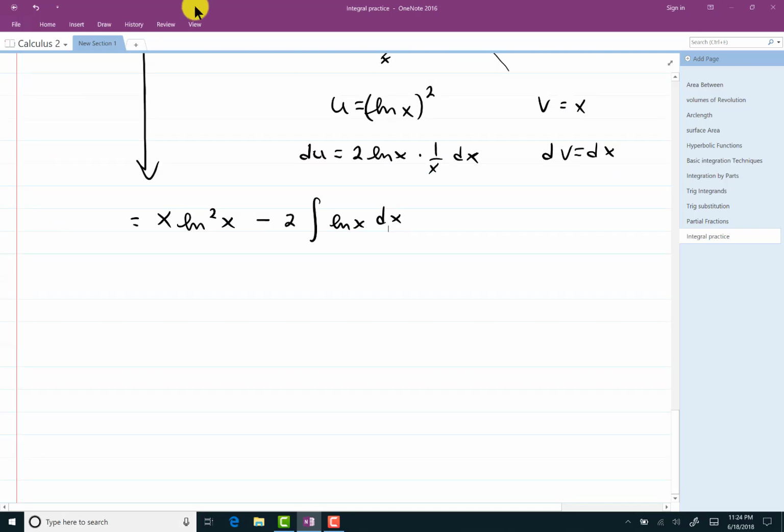To do this integral here, I am going to use a u and a v, and once again, letting dv equal ln of x is not going to work. So u will be ln of x, du will equal 1 over x dx, dv equals dx, and then v equals x.